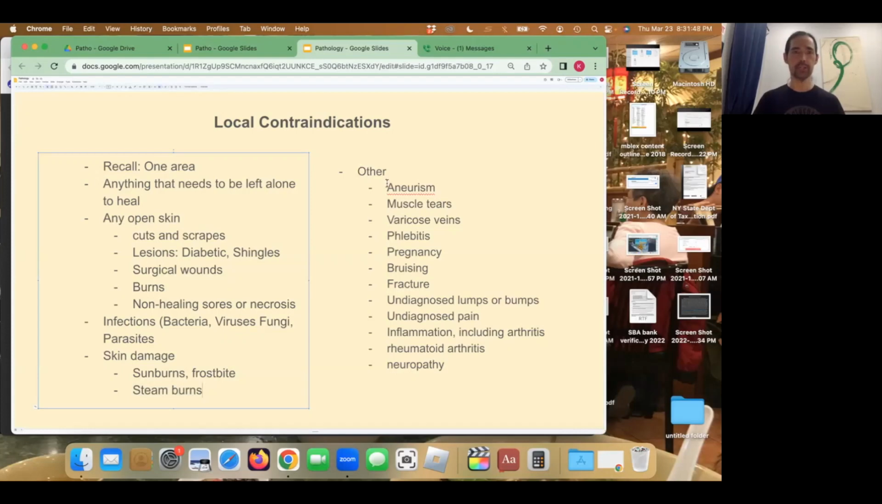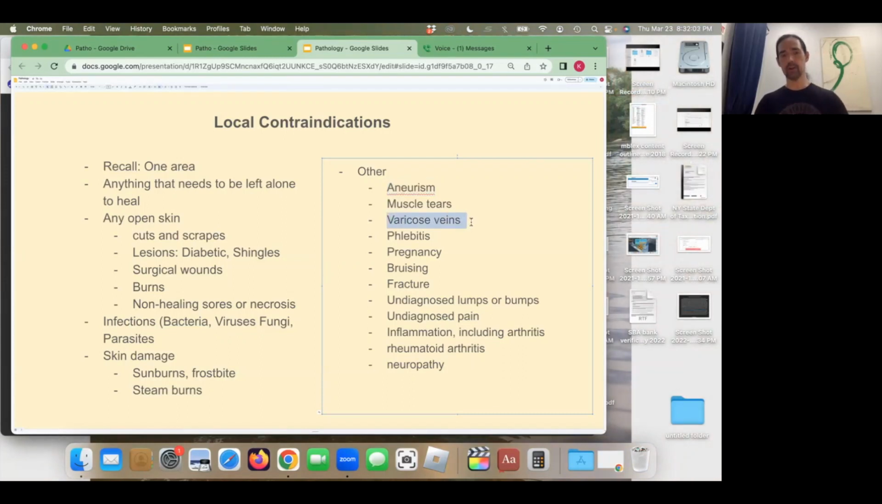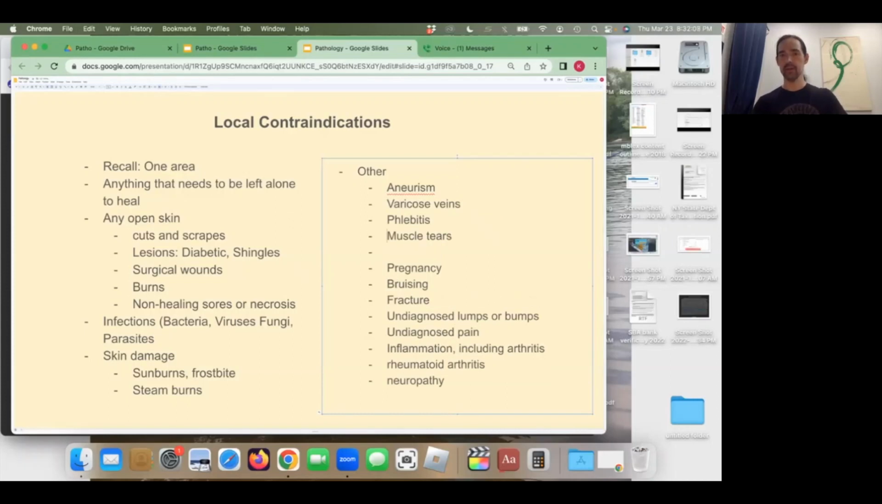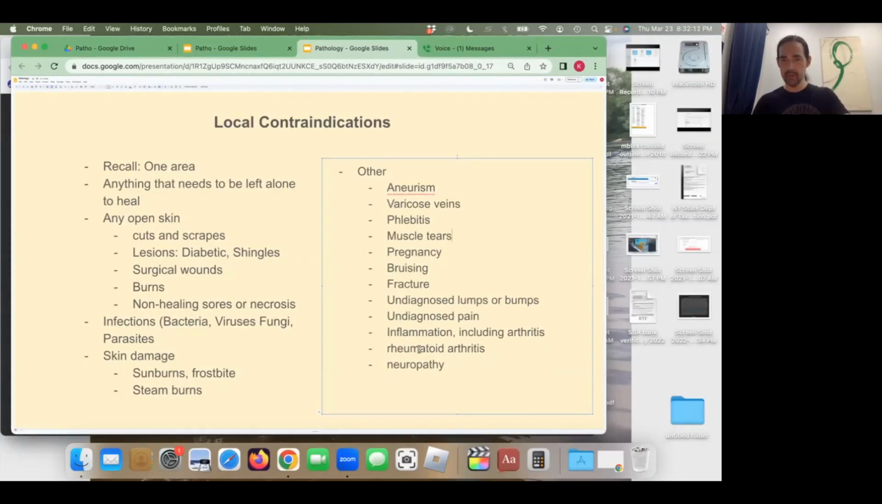Okay, other local contraindications that I want you guys to think about are aneurysms. And then these are in no particular order. I'm sorry, I'm not putting these in any order. Let's do the vascular first. So aneurysms, varicose veins. Don't work on varicose veins. And let's see. Yeah, neuropathy is kind of a close second to vascular problems.